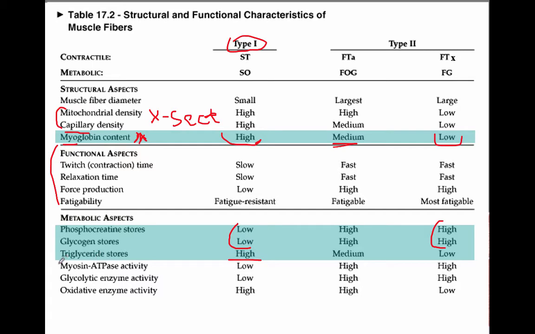Here again, we can look at some enzyme activity. We've talked about myosin ATPase. Well, we also find higher glycolytic enzyme activity in the type 2 fibers because they are fast oxidative glycolytic and fast glycolytic. Oxidative enzyme activity can be somewhat high in the type 2As, and again, that partly depends on the training that people do, but the oxidative enzyme activity tends to be low in the type 2Xs. So that covers some of those characteristics.